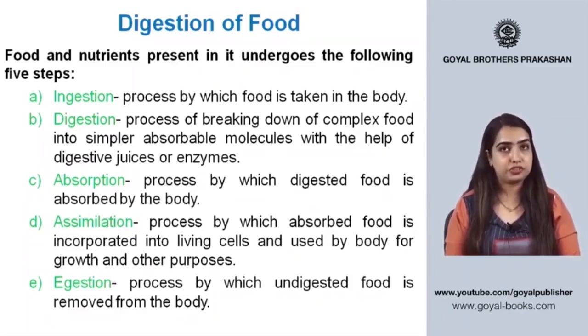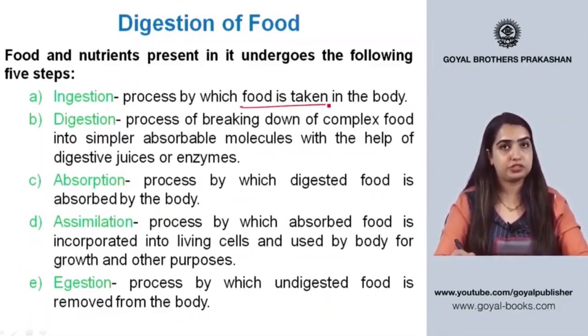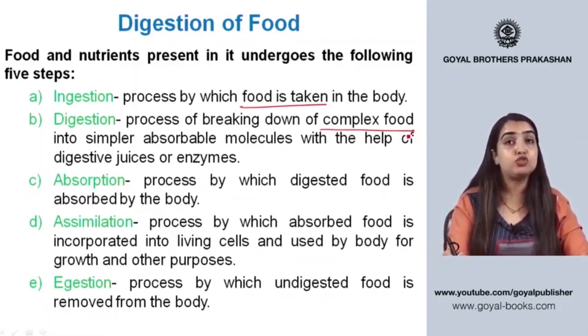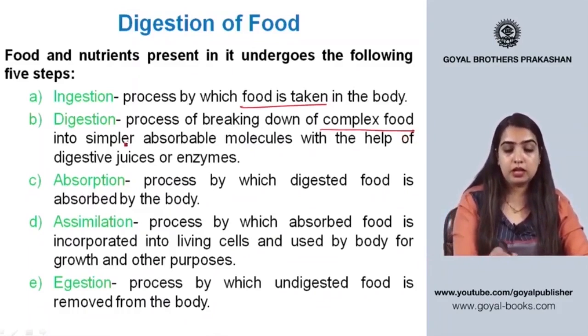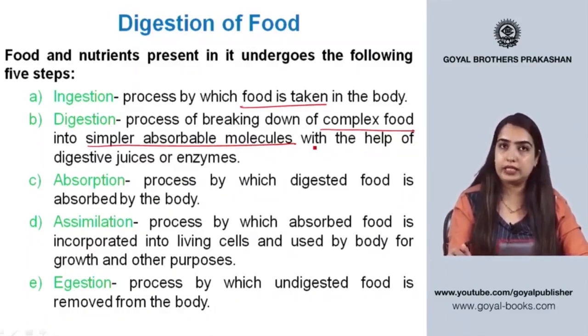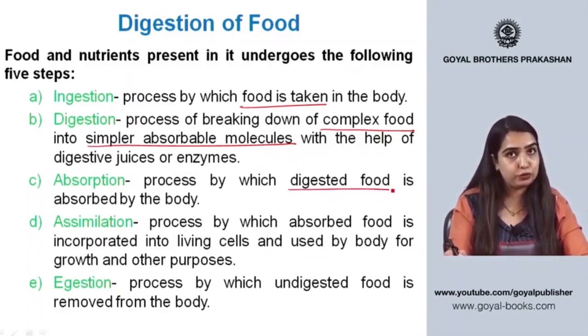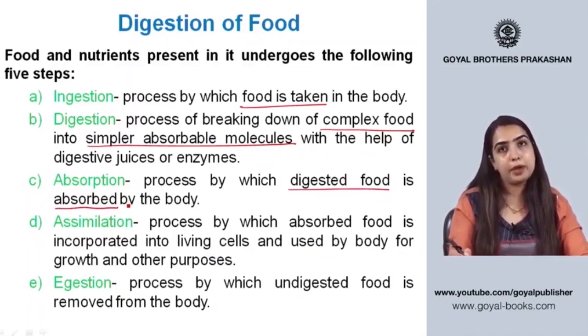They begin with ingestion. As the name suggests, this is a process by which an organism takes in food. Food is taken in, in short, for ingestion. The second is digestion, that is the process of breaking down of complex food into simple, absorbable molecules with the help of certain digestive juices or enzymes, followed by absorption. Absorption is a process by which digested food is absorbed by the body.